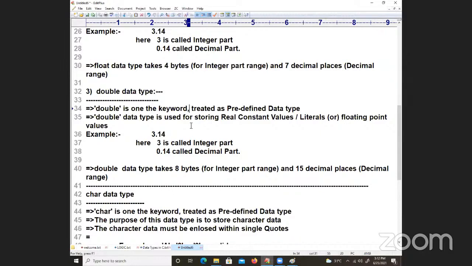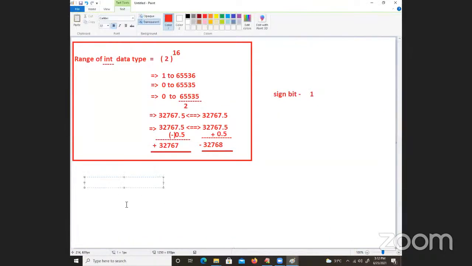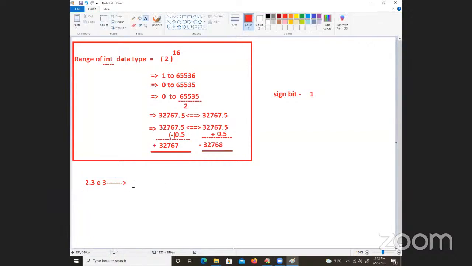What is meant by scientific data? Have you heard about this type of notation in your childhood days, in mathematics? For example, 2.3E3. What is the meaning of it? This is an exponential format, known as scientific notation, strictly called floating point scientific notation.